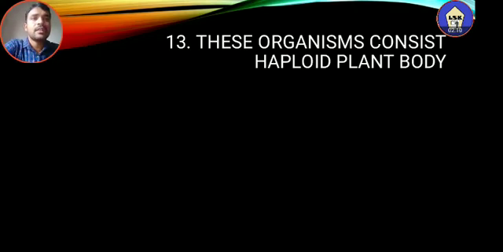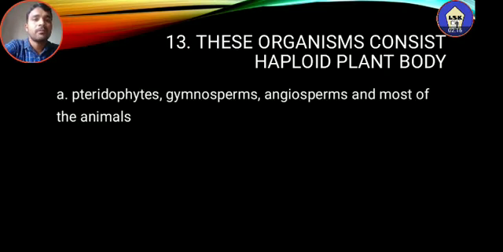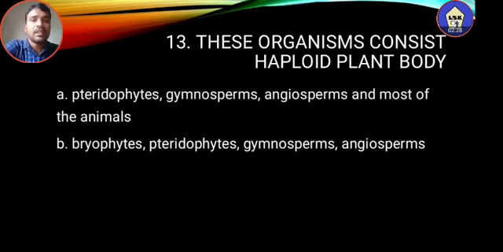Now question number 13. These organisms consist of a haploid plant body. Option A, pteridophytes, gymnosperms, angiosperms, and most of the animals. Definitely this is wrong. Most of the animals consist of a diploid body. Plant body means vegetative body. So A is definitely wrong.